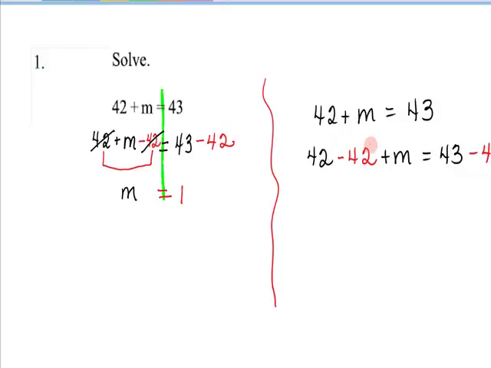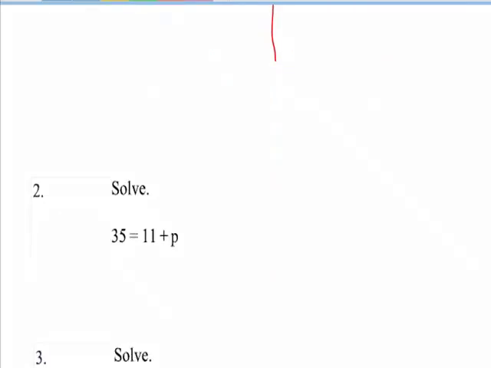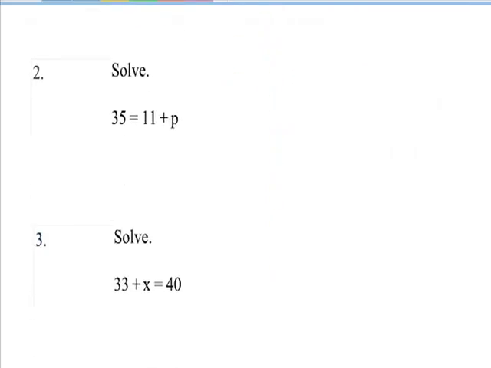42 minus 42 is 0, so I just have an m left. And 43 minus 42 is the solution, which is 1. m is 1. And you could check it. Is 42 plus 1 equal to 43? And the answer is yes. I think I will do more of this as we go on. Let's look at problem number 2.